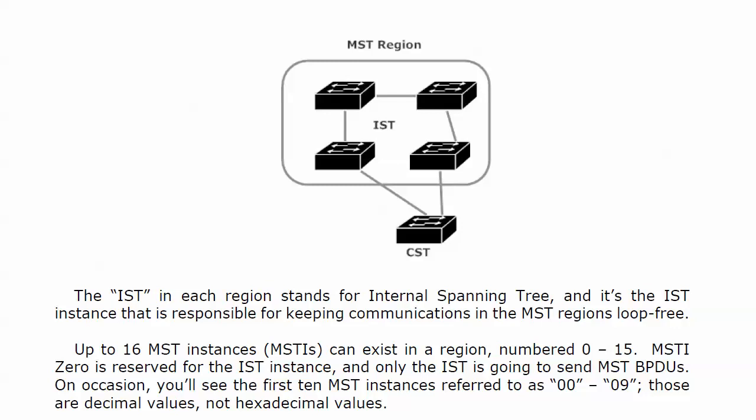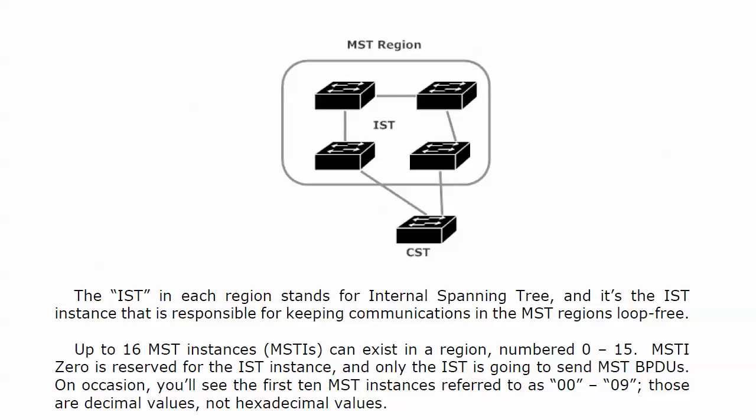Now, we can have up to 16 MST instances in a region. They're numbered 0 through 15. MST 0 is reserved for that IST instance, and only the IST instance is actually going to send MST BPDUs. When you see MST instances numbered, they are decimals, not hexadecimals. Just wanted to throw that in.